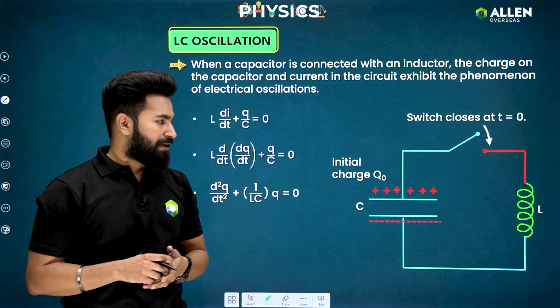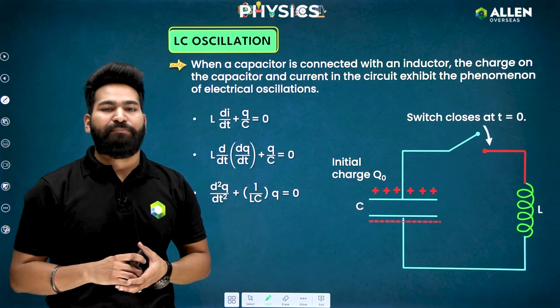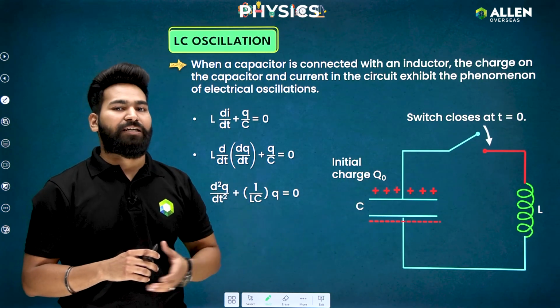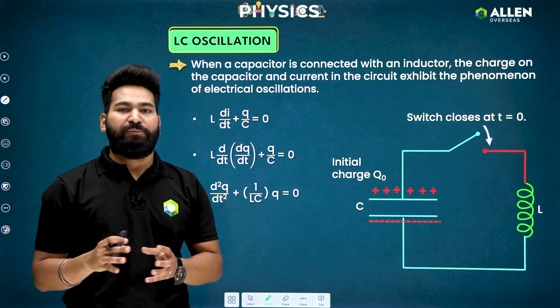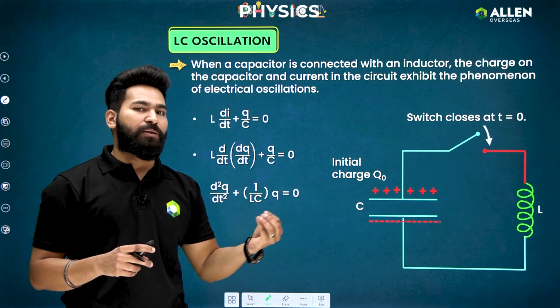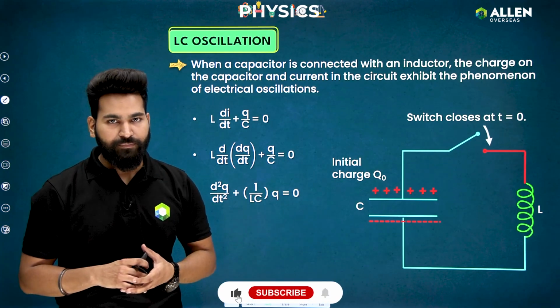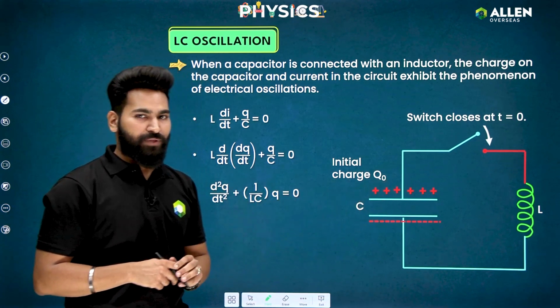One more thing that I would like to tell you: whenever the energy is stored in the inductor, we call it the magnetic energy, because that's the term you will notice in many questions, that when the energy will be completely magnetic. That means it is talking about when the energy is completely stored in the inductor. Okay, so that energy keeps on oscillating between the inductor and the capacitor.